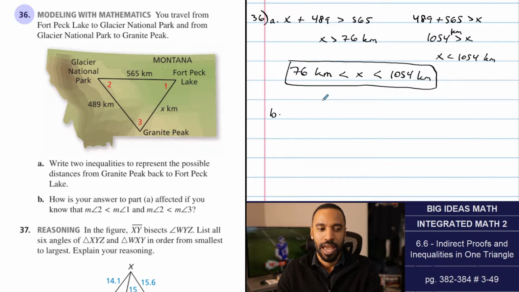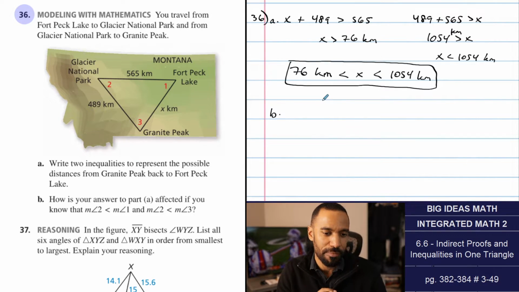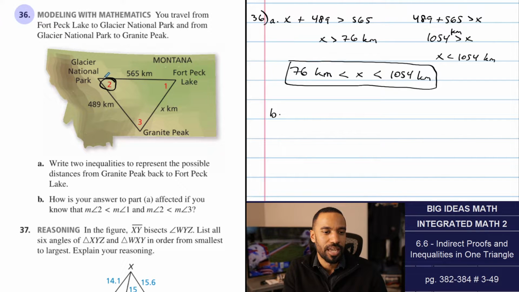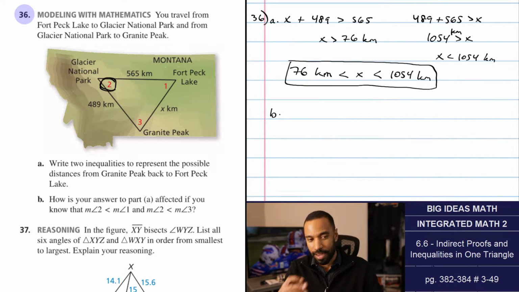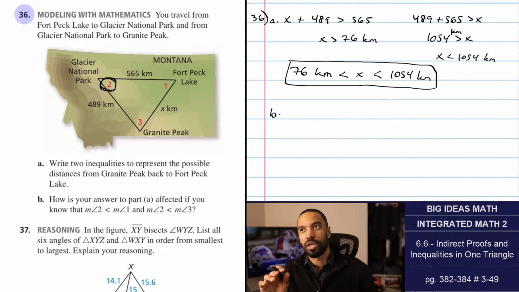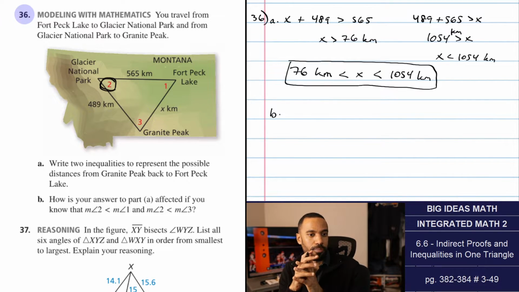Part B, how is your answer to part A affected if you know that measure of angle 2 is less than measure of angle 1 and measure of angle 2 is less than measure of angle 3? So basically, if measure of angle 2 is the smallest angle, how is your answer to part A affected? If measure of angle 2 is the smallest angle, then we know it's not going to be an obtuse angle, which means x is going to be closer.